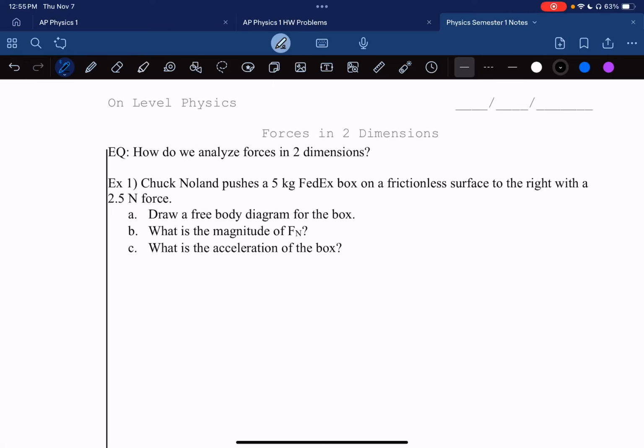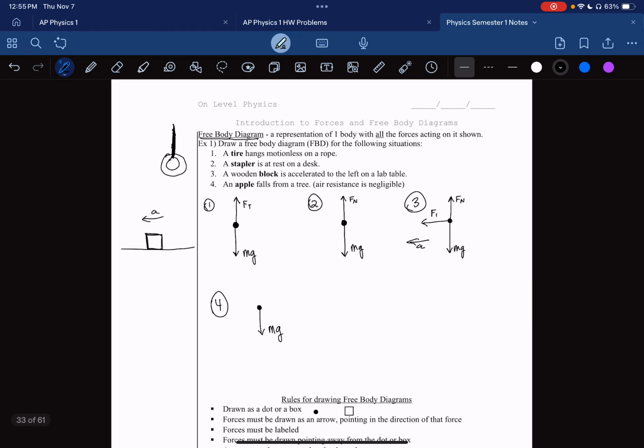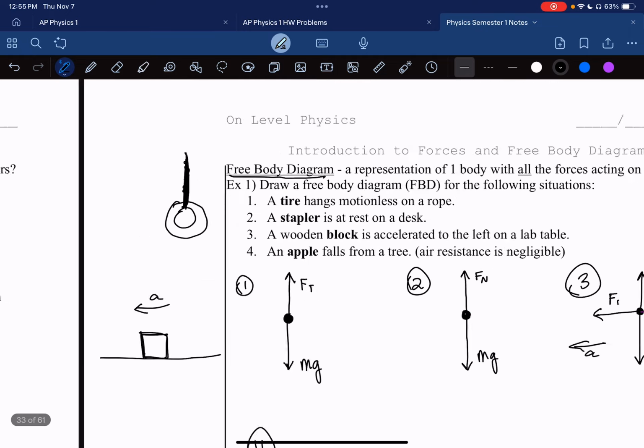So in this lesson, we're dealing with objects that have forces in two dimensions. And I'll just back up briefly here. If I'm looking at these free body diagrams here, this would be one dimension, like up and down would be one dimension. Here, this is also one dimension. But number three has up and down, but it also has side to side, or in other words, vertical and horizontal. So we're looking at objects like that today.